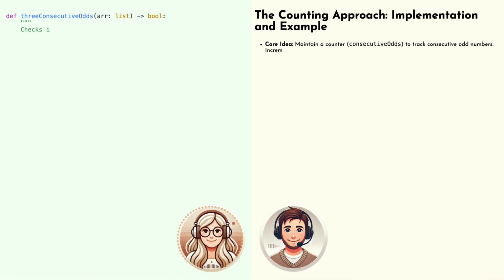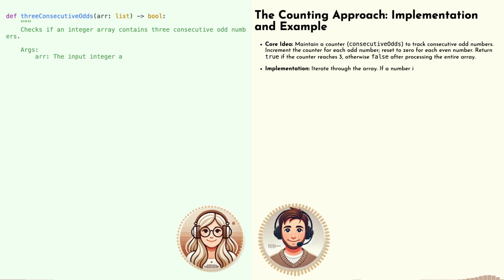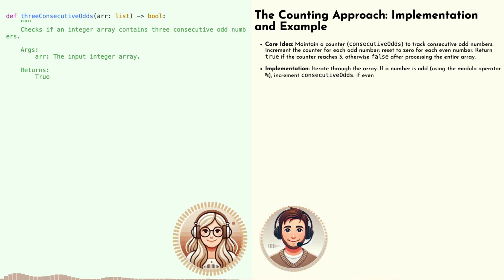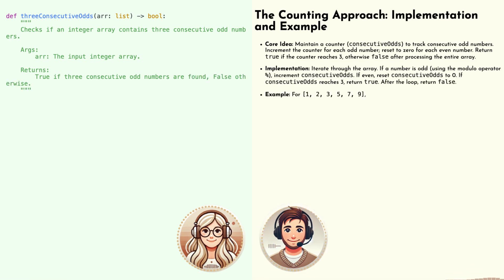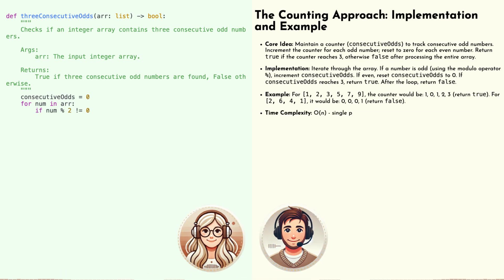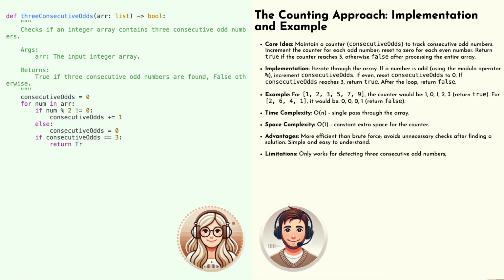So instead of repeatedly looking at groups of 3, maybe we can use a variable to keep track of how many consecutive odd numbers we've encountered so far. Exactly. And if we hit 3, we know we've found our solution. That's exactly the kind of thinking we're looking for. So let's call this the counting approach. Instead of examining every possible triplet, we're going to be using a counter to keep track of consecutive odd numbers as we move through the array.